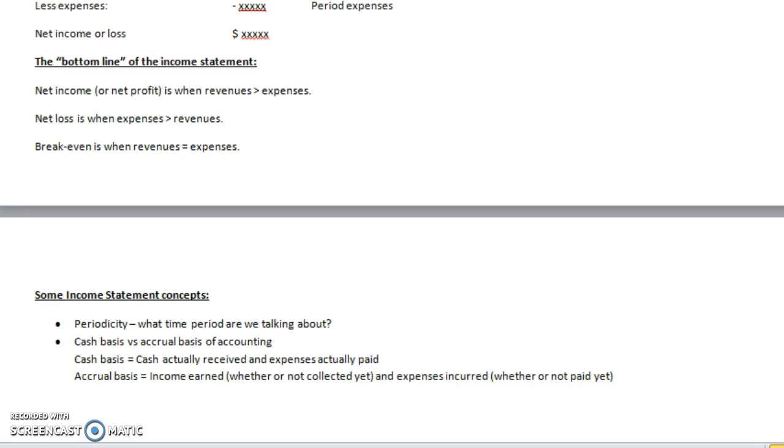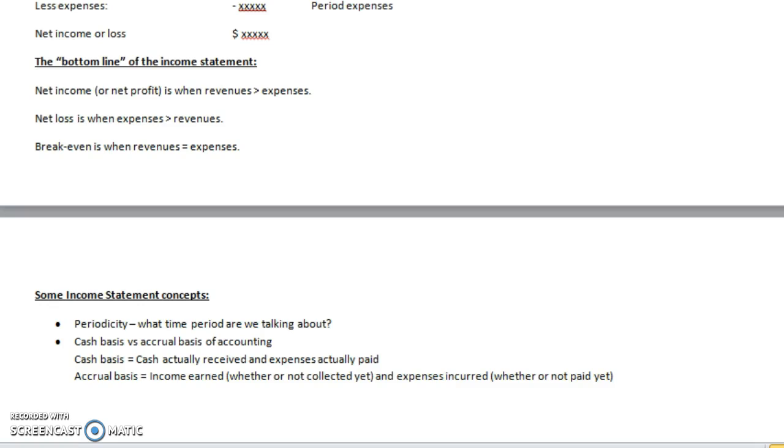Now, some entities like nonprofit organizations shoot for break even. Maybe they're on a grant and they want to expend all the revenues from their grant. So they're going to shoot for a break even. You've got the income at the top, subtract out your expenses, and when revenues equal expenses, that is break even for the entity.